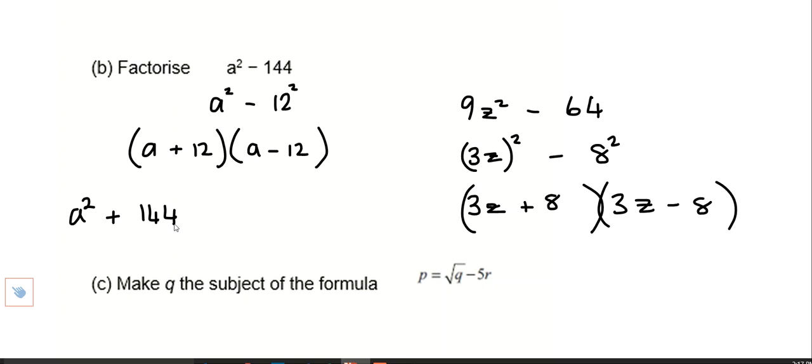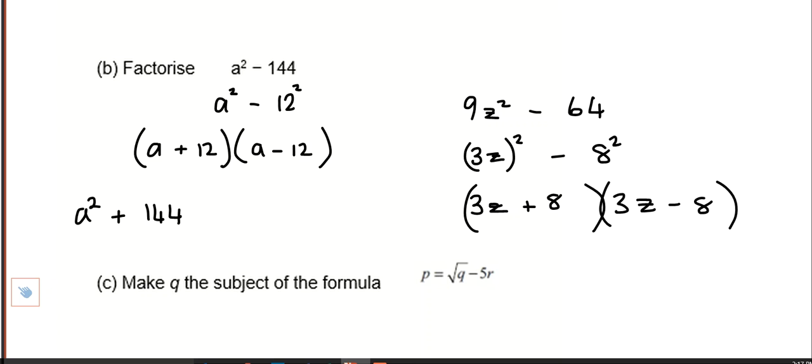No, because then you have what doesn't that do? It doesn't give you a subtract. It's not the difference of two squares, it's the sum of two squares, but there's no rule for that. This one doesn't factorise at all. Don't do anything with that.